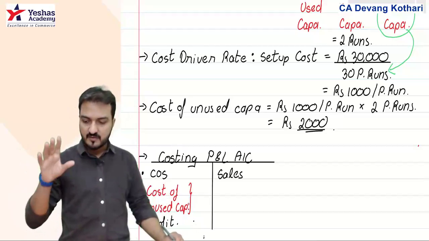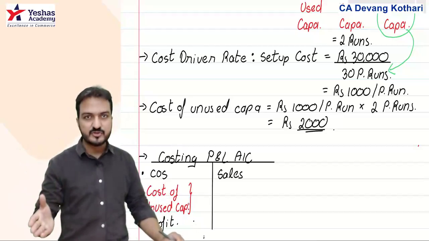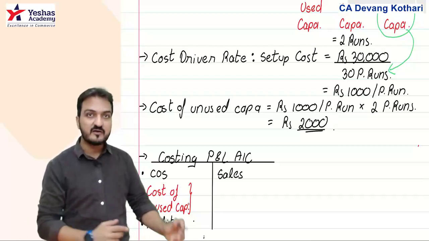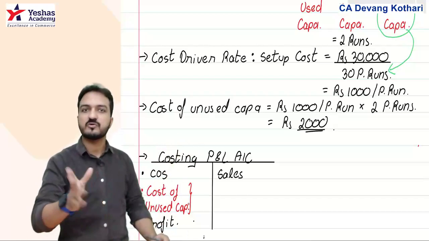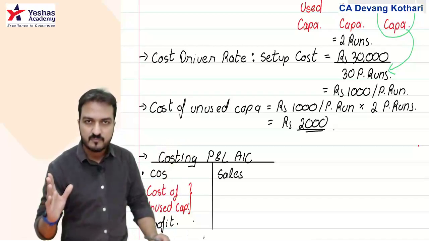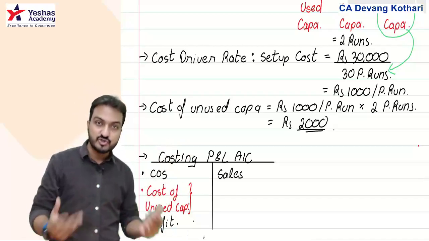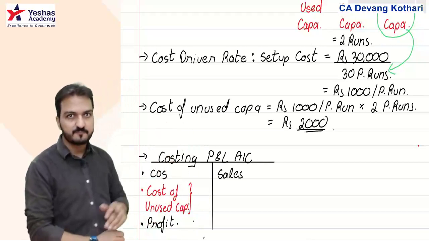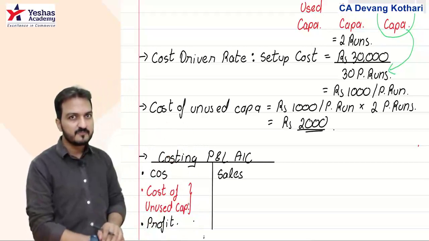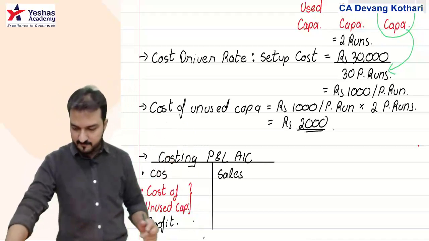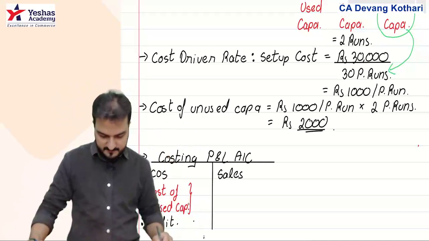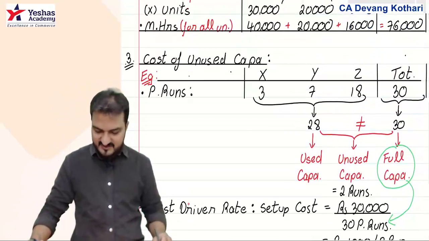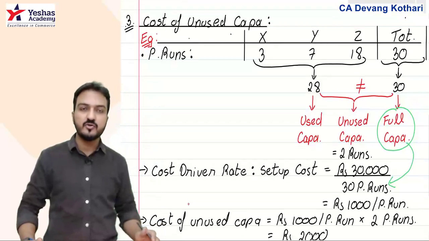Frankly, in this question, we do not know whether the setup cost is a fixed cost or a variable cost. I am giving this example assuming that the setup cost is a fixed cost. Only then this entire story will come. This is my note number 3, cost of unused capacity.